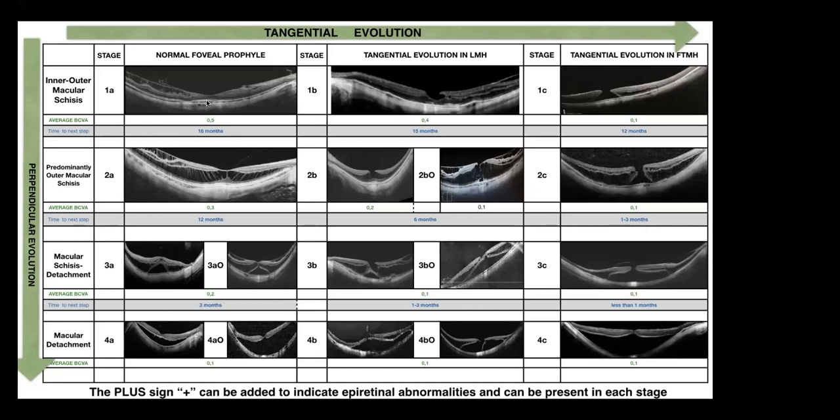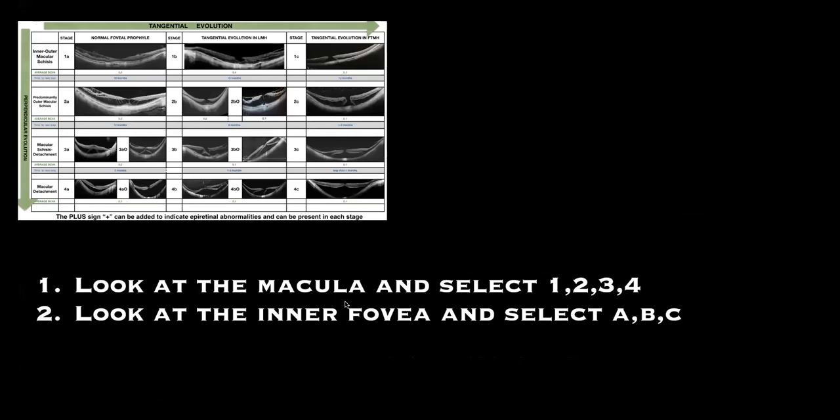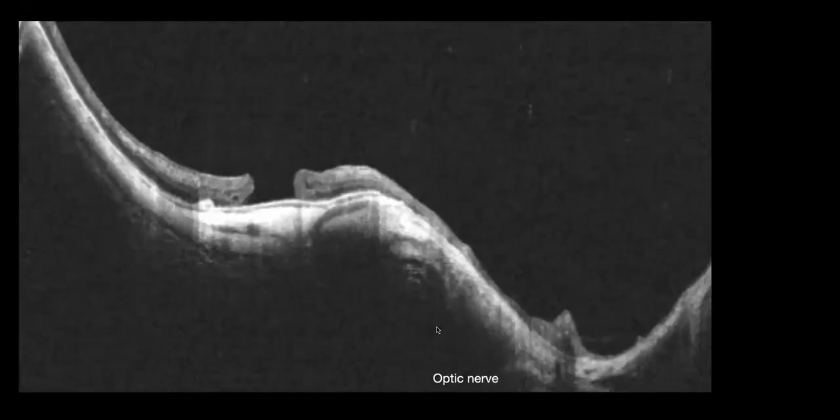Now, look at the inner fovea. For each one of the 4 stages, in stage A, the fovea is intact. In stage B, there is a tangential traction that leads to a lamellar inner macular hole. In stage C, there is a full thickness macular hole. So basically, you look at the macula and select 1, 2, 3, or 4. You look at the inner fovea and select A, B, or C.